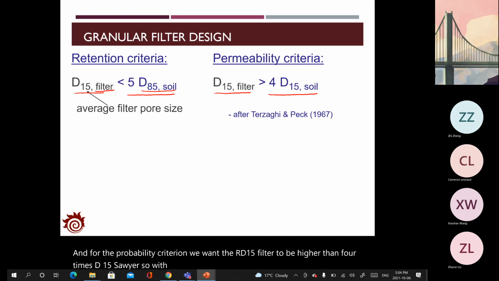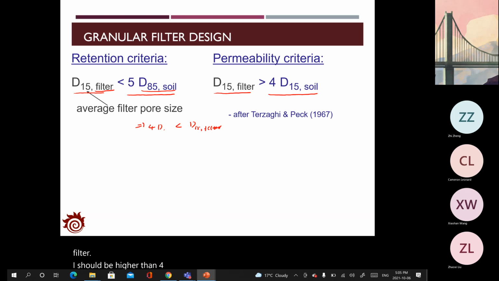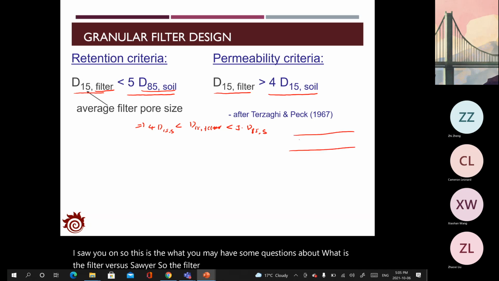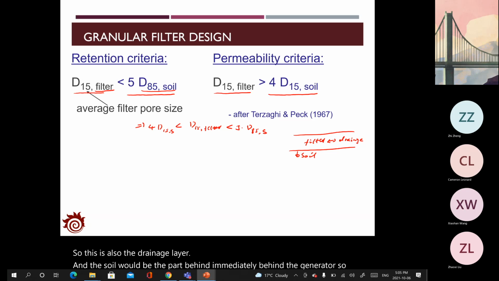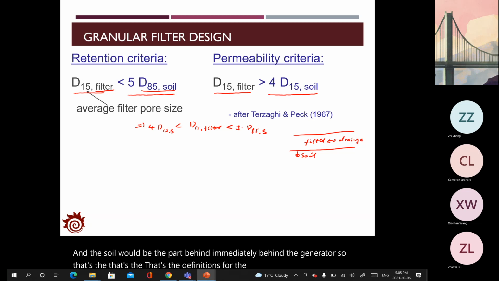So with these two, you can find that D15 filter should be higher than 4 times D15 soil and smaller than 5 times D85 soil. You may have some questions about what is the filter and what is the soil. The filter is basically considered as the drainage layer. So this is also the drainage layer. And the soil would be the part immediately behind the drainage layer. So those are the definitions for the soil and the filter in the selection of the drainage materials.